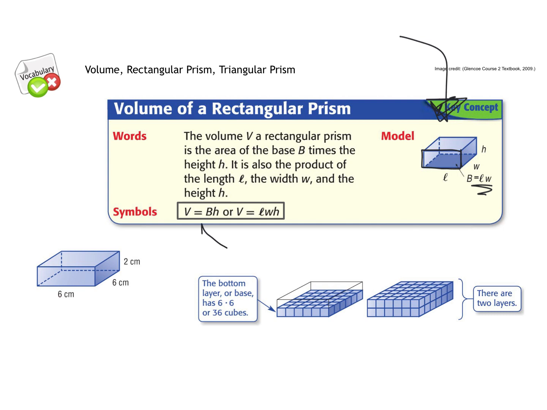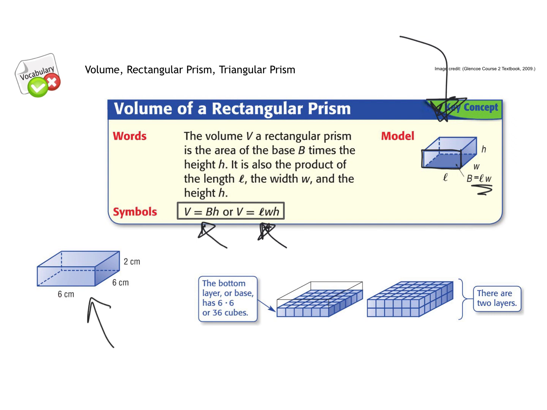So when it says volume equals capital B times H, the capital B means the area of the base times the height, which we probably want to remember as length times width times height. So make sure you have that formula written down.